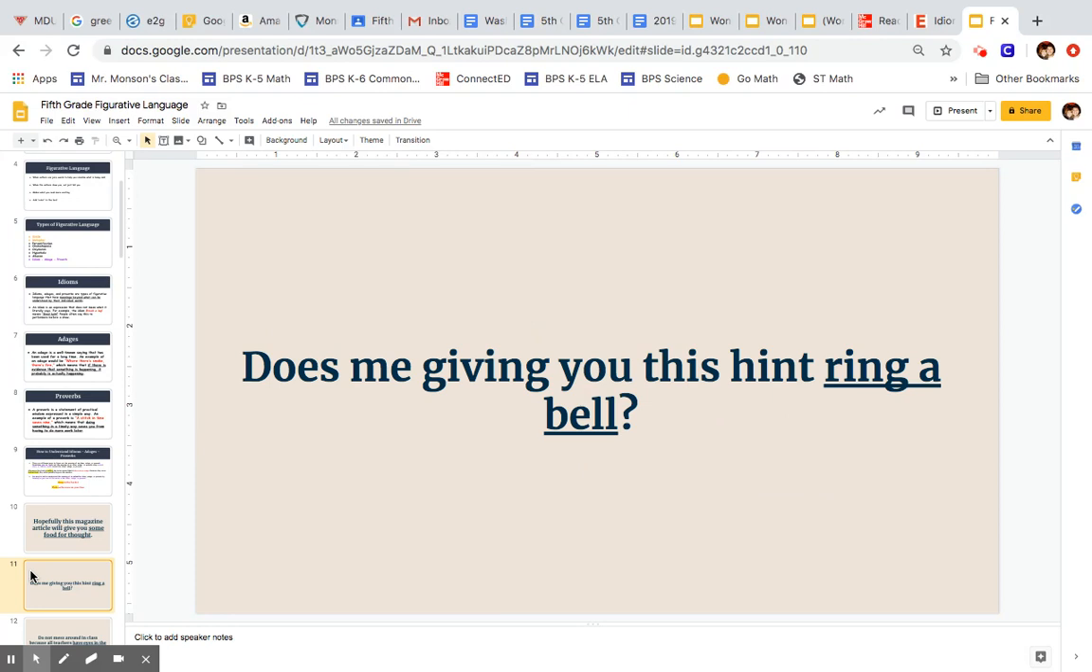This next example, does me giving you this hint ring a bell? So if we took this literally, that would mean if I gave you a hint, you would hear a bell ringing, but idioms are not literal, they're figurative. So does me giving you this hint ring a bell? It figuratively means, does it spark some sort of remembrance from what we learned in the past, and almost like the light bulb goes off and you remember something.